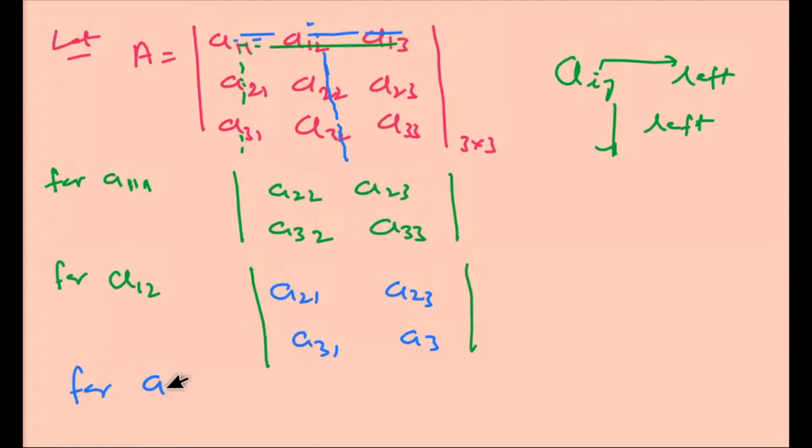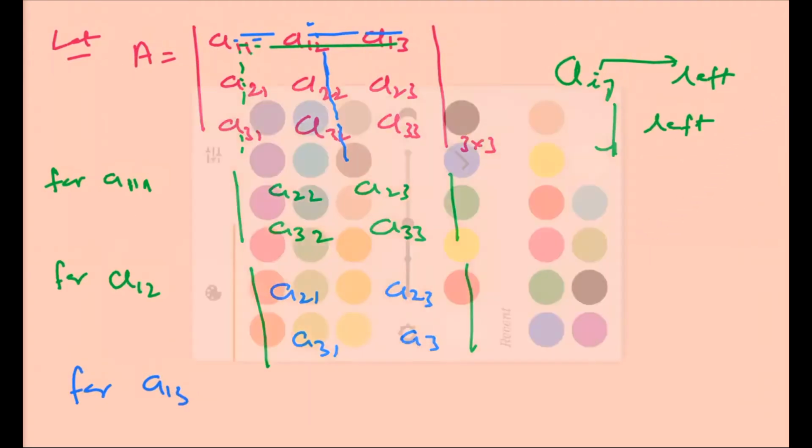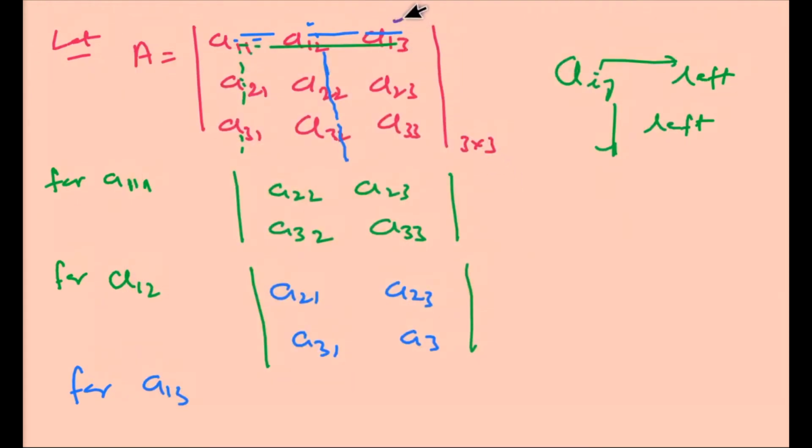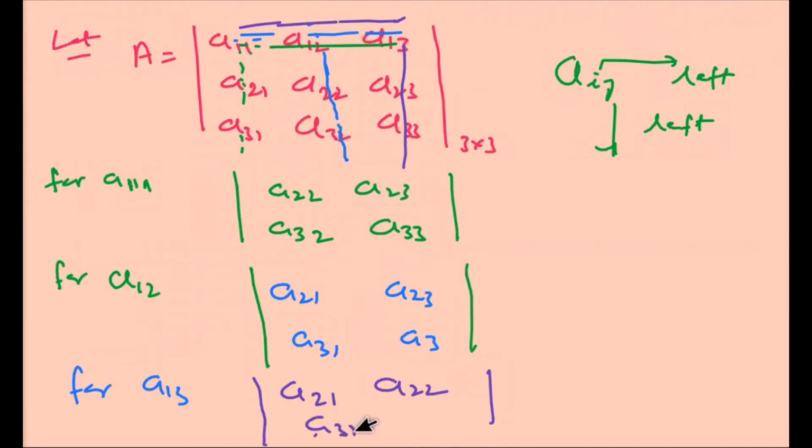Now for A13, you will have to leave this row and this column. What will you get here? You will get the value A21 and here A22 and A31 and A32. Understand? This way you can find for all members.